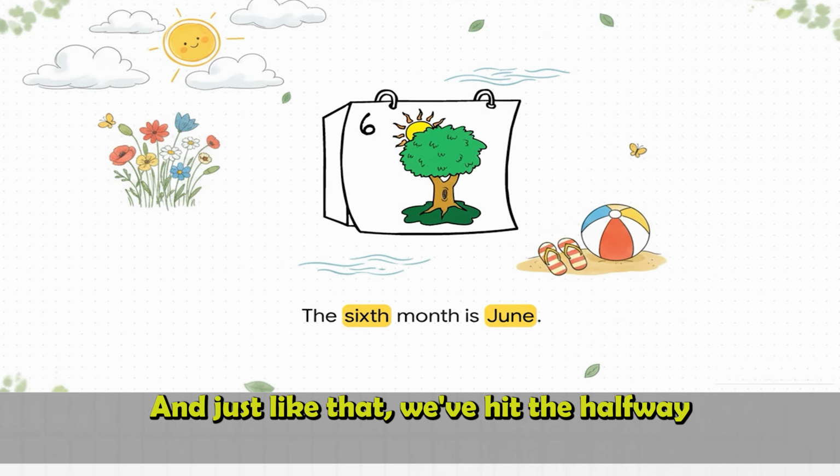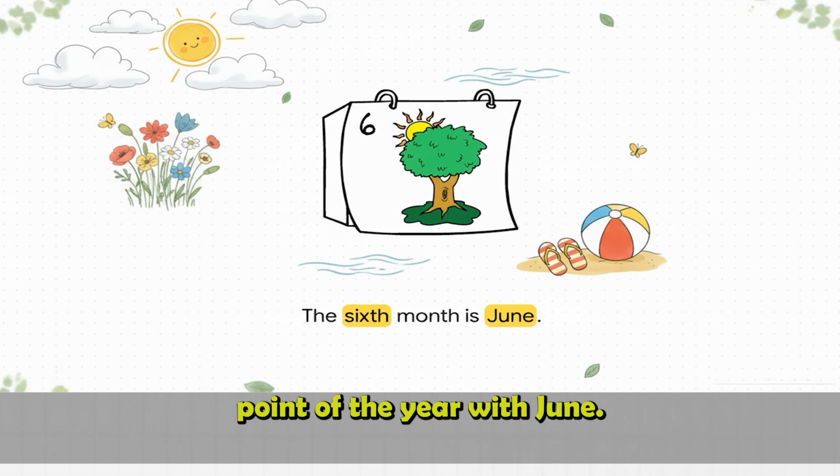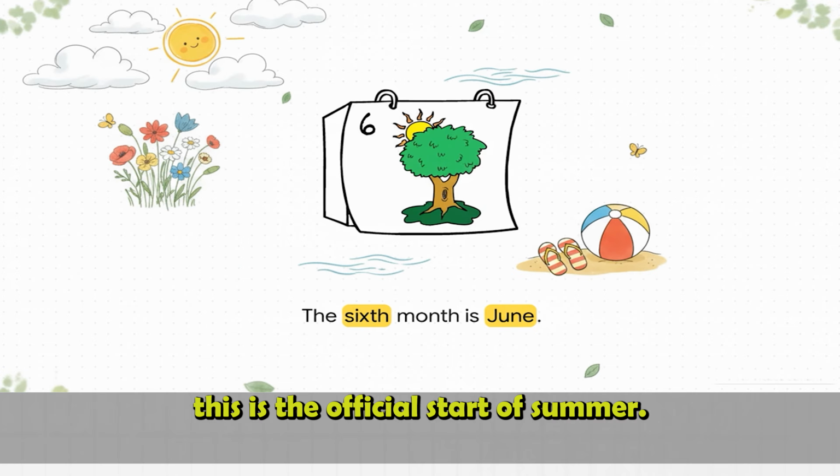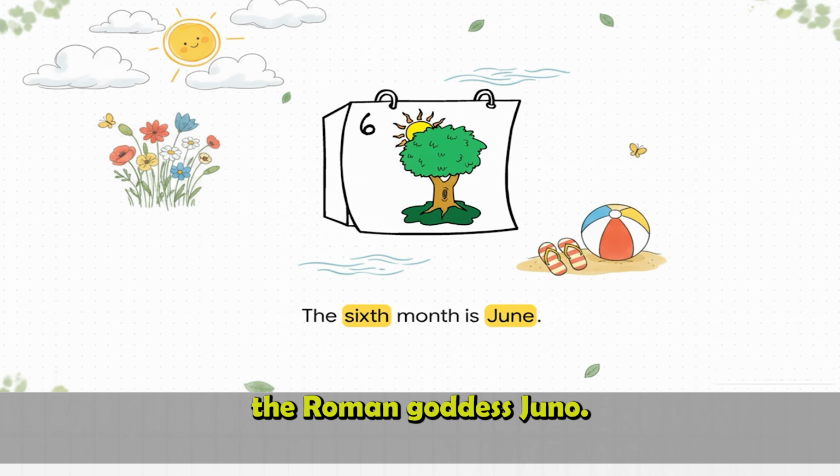And just like that, we've hit the halfway point of the year with June. For many, this is the official start of summer. This month is named after a real powerhouse, the Roman goddess Juno. She was not just any goddess, she was the queen of all the gods and the protector of marriage.